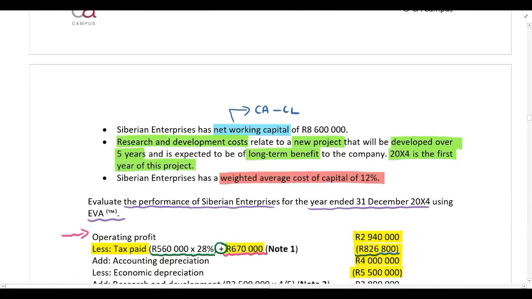So what do we do? We capitalize it, we treat it as an asset, and we write it off over the period that we expect to receive the benefits. So in this example, we are told that the research and development costs relate to a new project that will be developed over a period of 5 years, and it will be of long-term benefit to the company. So we are going to capitalize the cost because it has a long-term benefit, and we are going to write it off or expense it over a period of 5 years. And please note, 20x4 is the first year of this project.